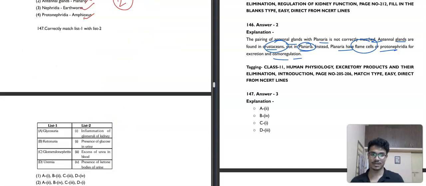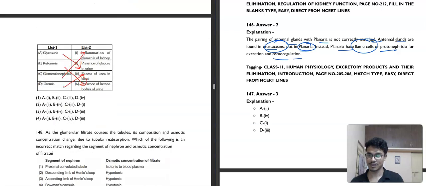And question number 147, you need to match. What do you mean by glycosuria? Glyco means glucose, so presence of glucose in urine, the second option. Then ketonuria, presence of ketone bodies in urine. Glomerulonephritis, itis means inflammation of the glomeruli of the kidney. Uremia means excess of urea in blood. Which is the correct answer? The third option. A second, B fourth, C first, and D third.